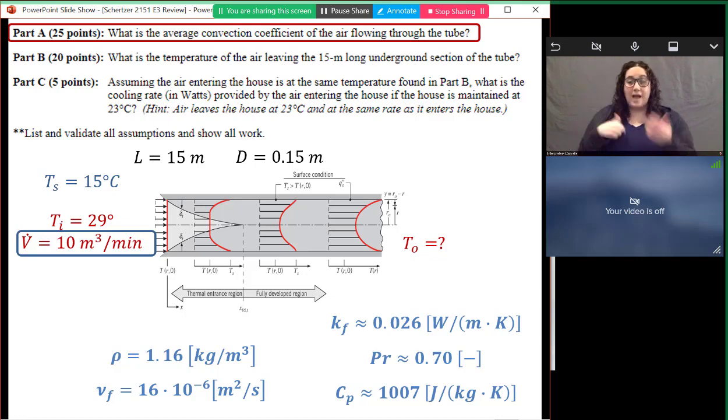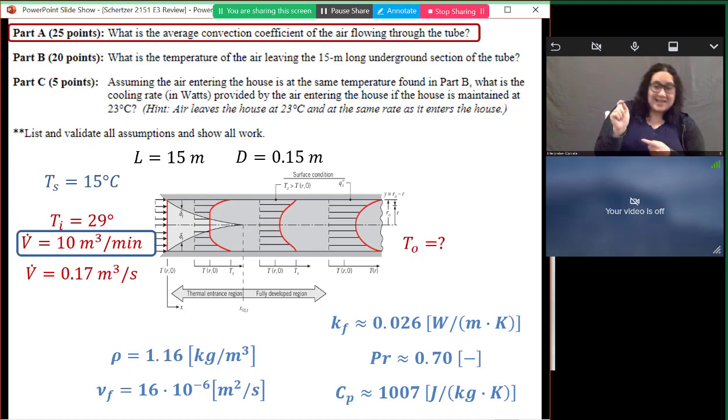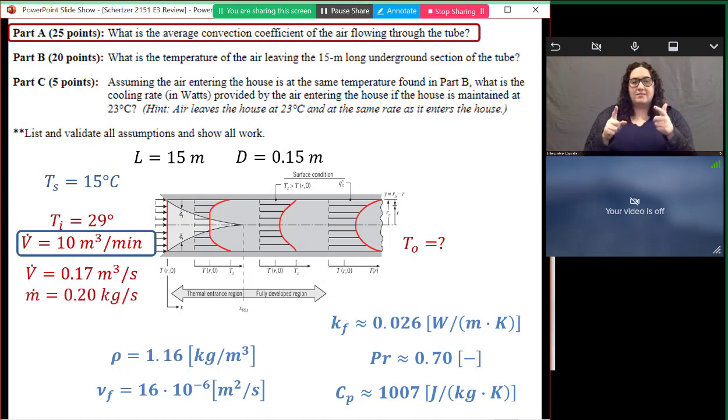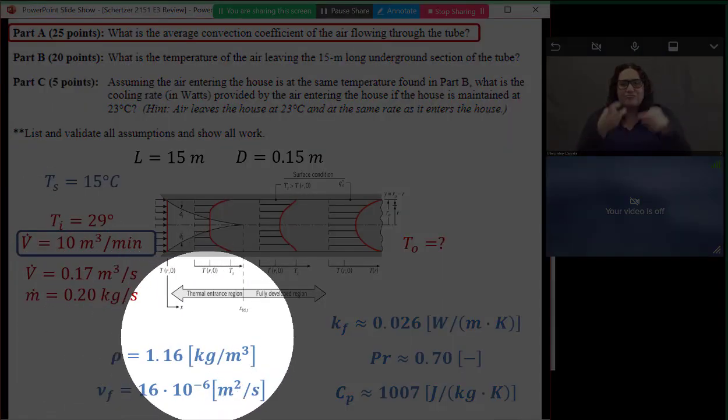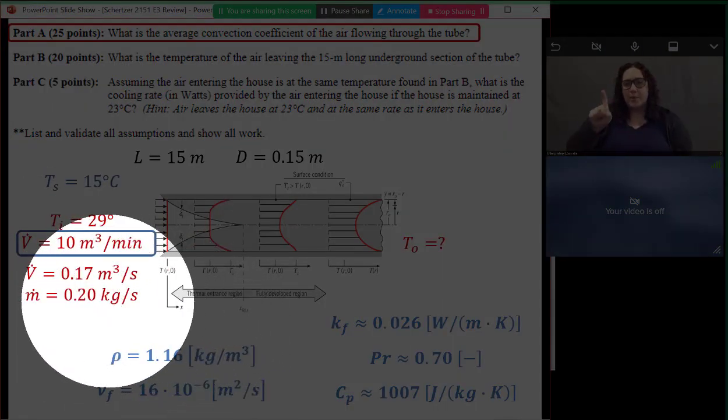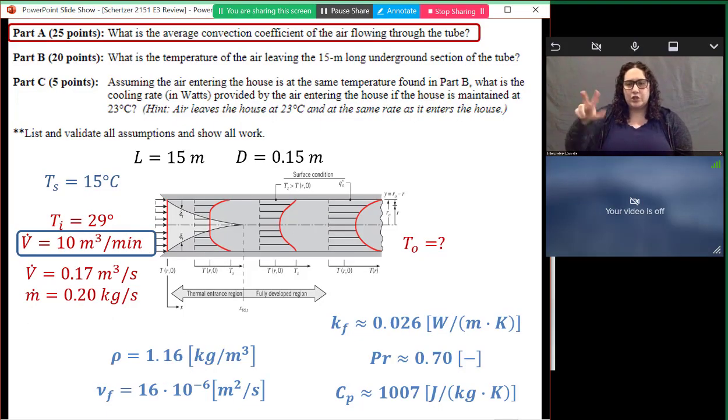So this 10 meters cubed per minute, I don't like dealing with this because it's a volumetric flow rate, but it's also per minute, and I want per second. So first, I change this to 0.17 meters cubed per second. I divided by 60. And then I had to get to kilograms, so I need the density of the air, and I think that's given in the problem here, right? So density here is 1.16 kilograms per meter cubed. So I take my 0.17 and I multiply by 1.16, and I get 0.2 kilograms per second.